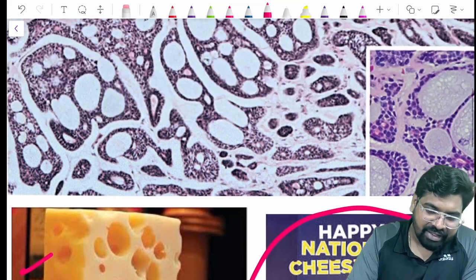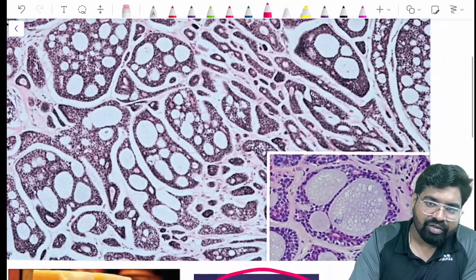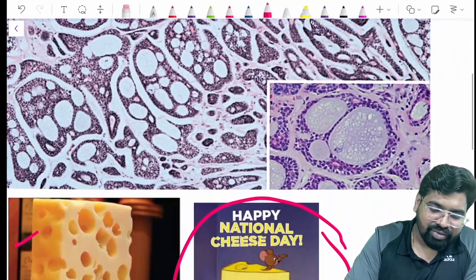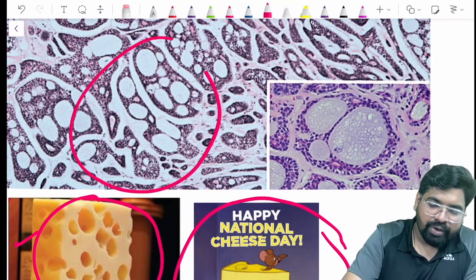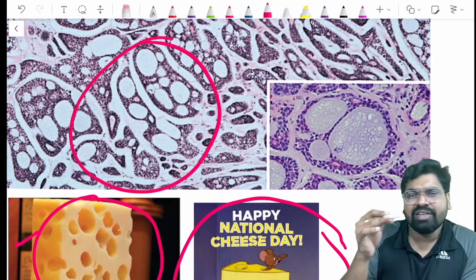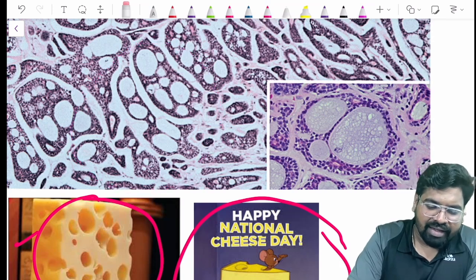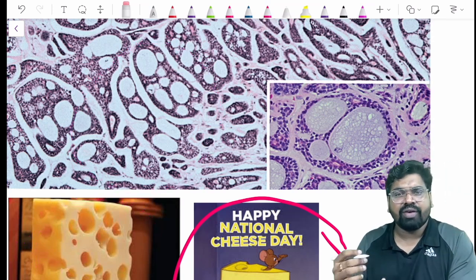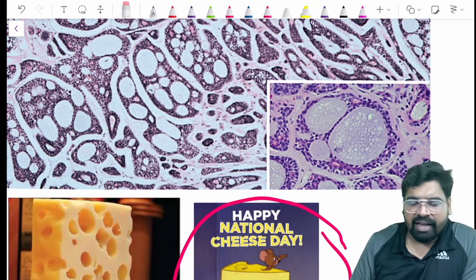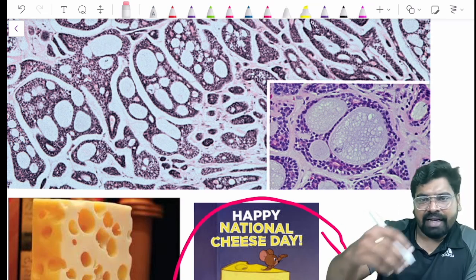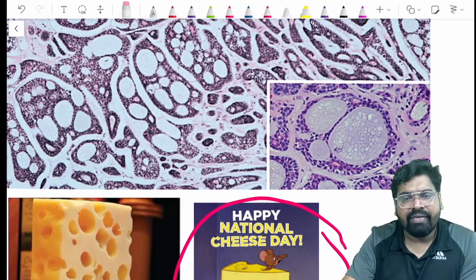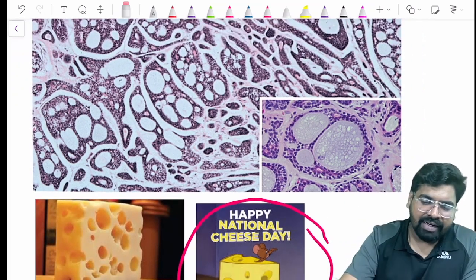Now, similarly, see the histology of your adenoid cystic carcinoma. Just like this, you compare the Swiss cheese with this area. Of your adenoid cystic carcinoma, you can see so many holes. That is all cystic areas, small cystic areas, formed by the ductal cells, and around the ductal cells you have myoepithelial cells. So that's why it is biphasic.